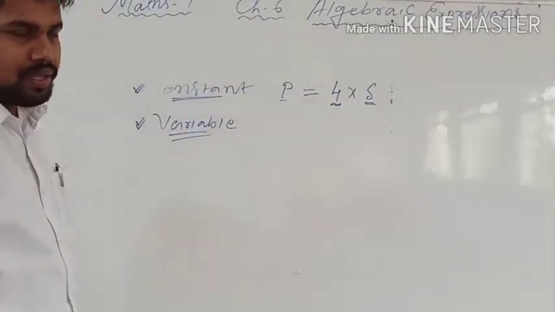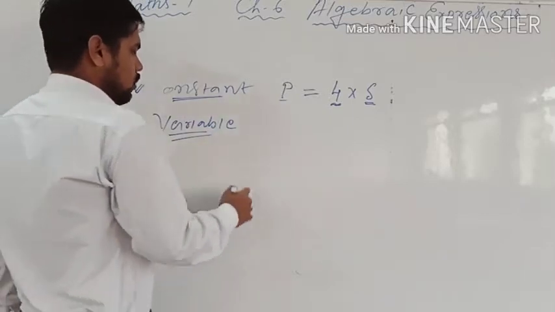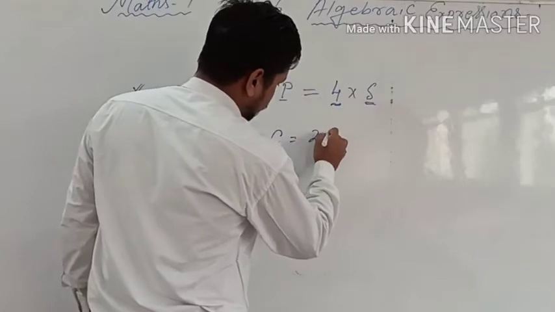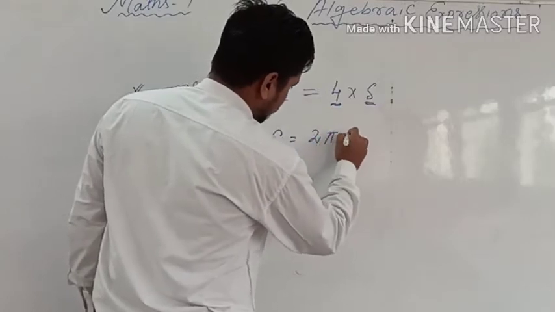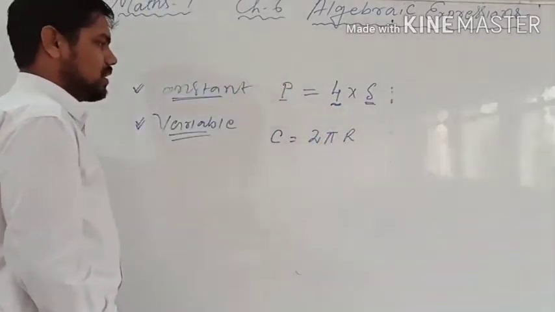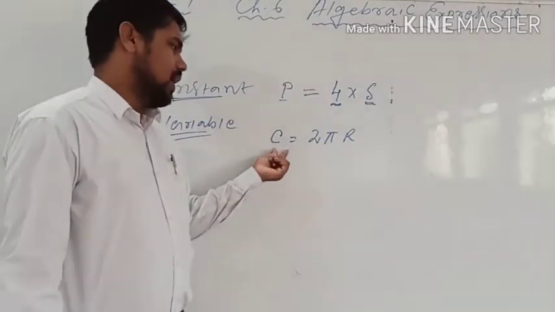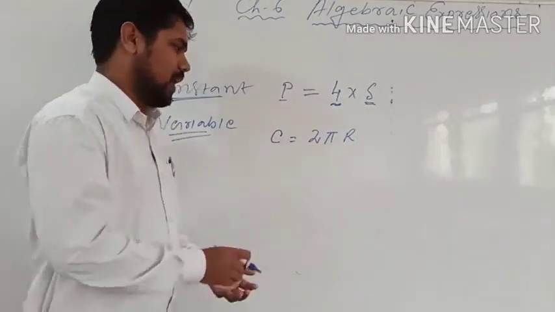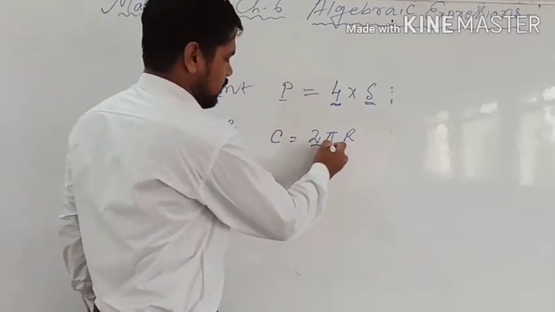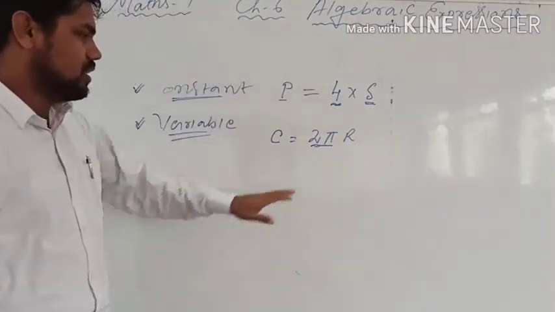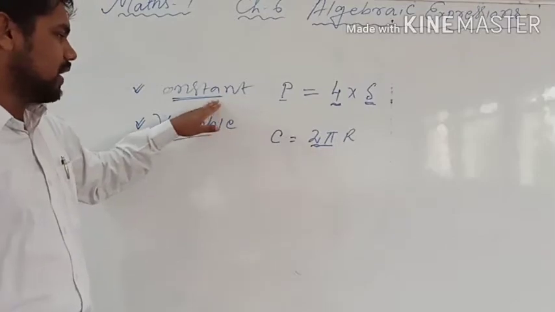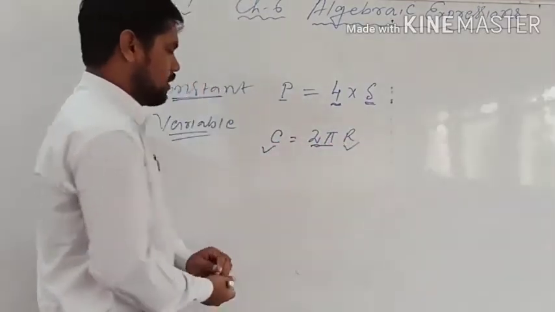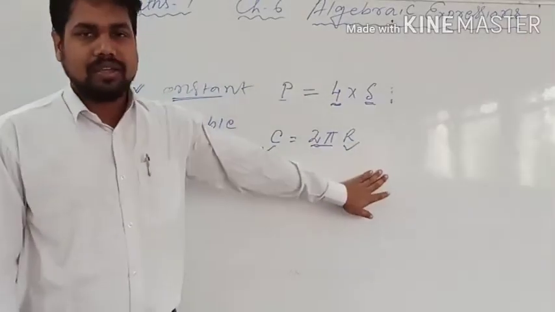Understood? For example, we know the circumference of a circle is equal to 2 pi into radius. This is the circumference of a circle and this is the radius, and these two values, 2 and pi, are fixed, they do not change. So these two values will be constant and here the variables will be C and R. So C and R may change.